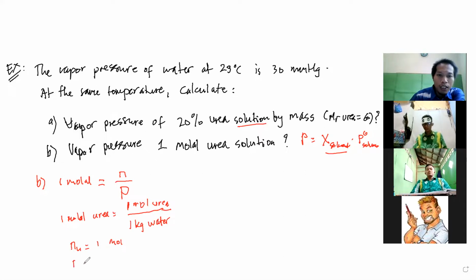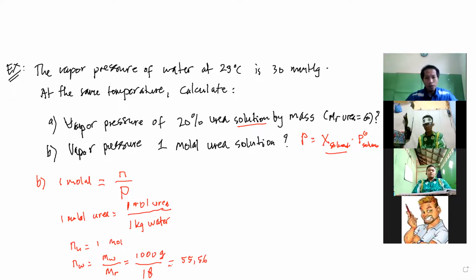Mole of water is equal to mass of water divided by Mr. Mass of water is 1 kilogram. We convert it into gram. It is 1000 gram over Mr of water, which is 18. When you calculate this one, 1000 over 18, you get 55.56. This is the mole of water. And the mole of urea we got is 1 mole of urea.